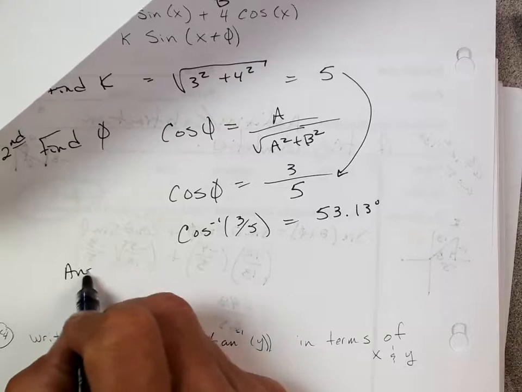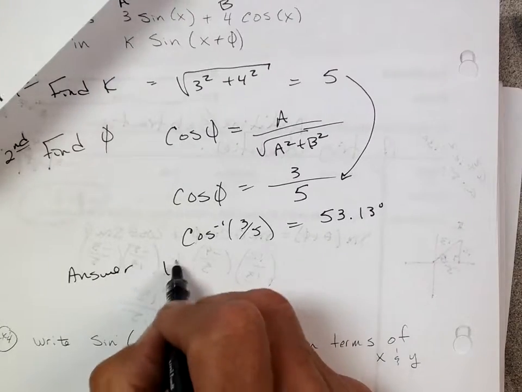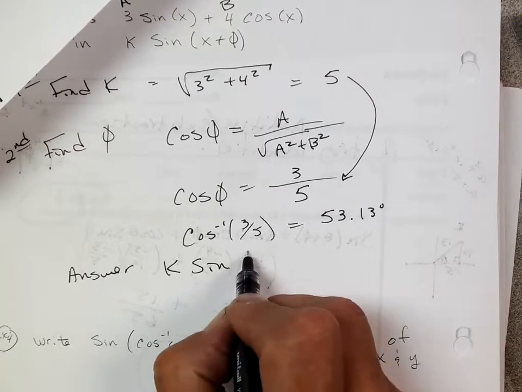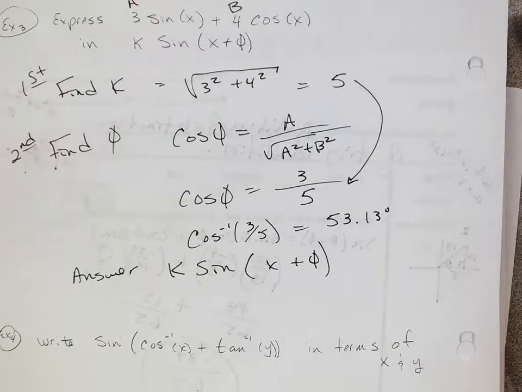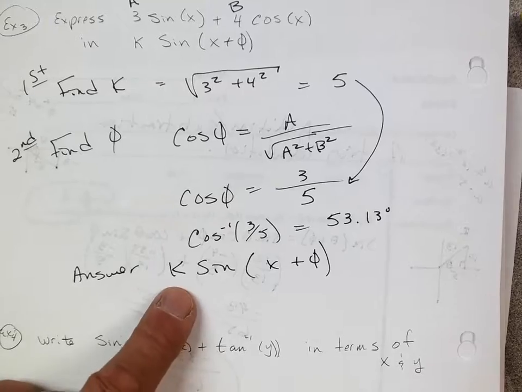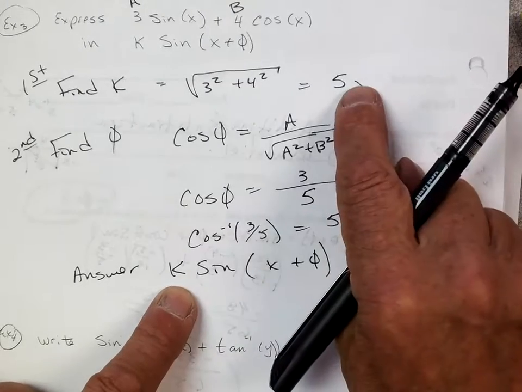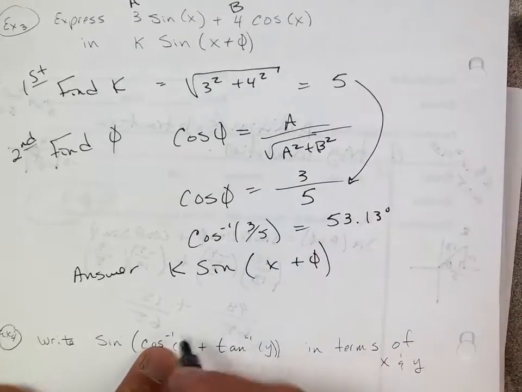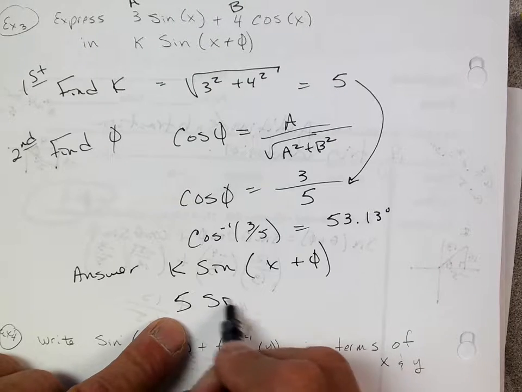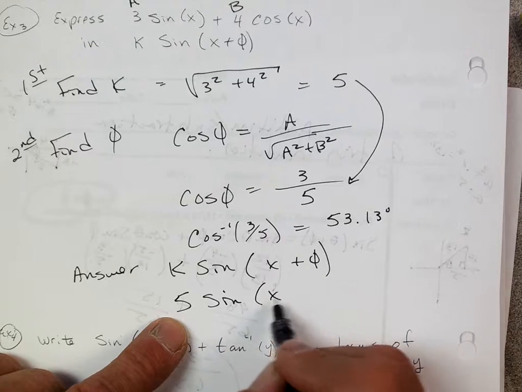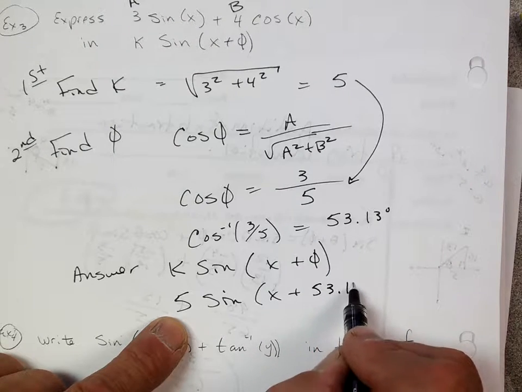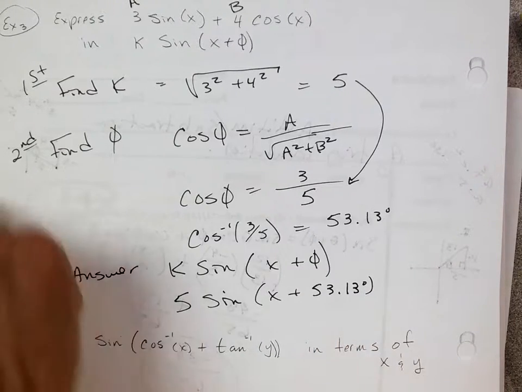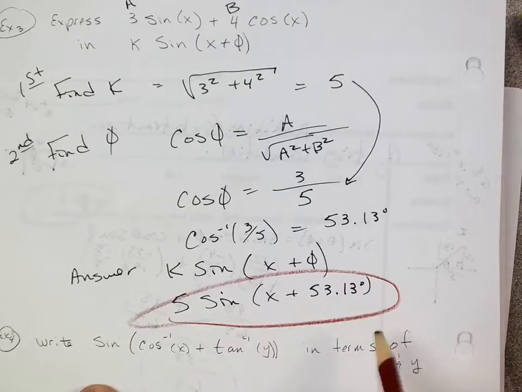So the answer is going to be k sine of x plus phi. Now x is a variable, just an angle. We already know what k is. K is 5, right? So my answer is going to be 5 sine of x plus phi. I know phi is 53.13 degrees.